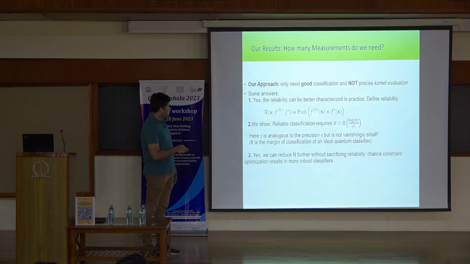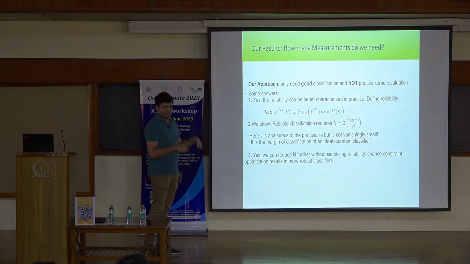This reliability you can define as the probability with which your stochastic classifier, that is the classifier that I get by using n measurements per kernel entry, agrees with the ideal quantum kernel classifier. The ideal case is when n goes to infinity, right? If you have infinite measurements, then you can very accurately say what is the expected value of that variable.